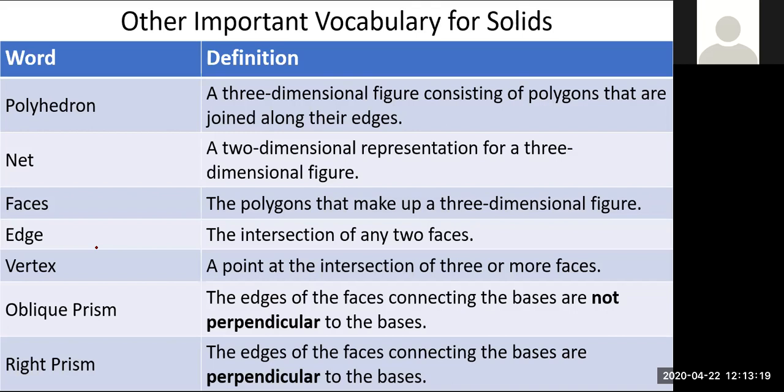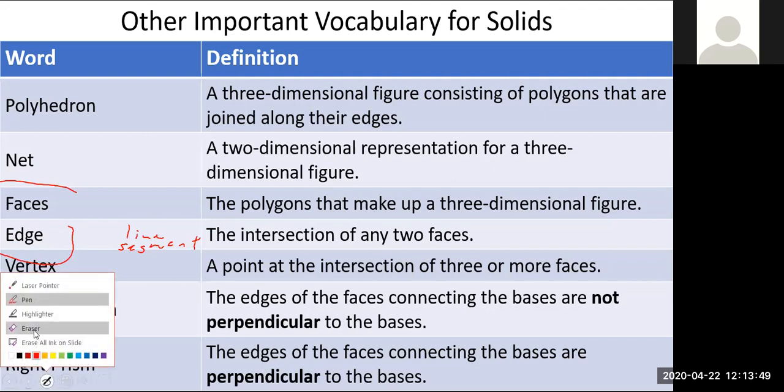Now, a couple things to keep in mind here. You'll notice faces, it says polygons there. An edge, something to keep in mind, will always be in the shape of a line segment. So I'm just going to jot that down here. Whereas a vertex is always a point. We're going to talk a lot about faces, edges, and vertices in this section. So again, those are going to be the three main things that we talk about in this section.